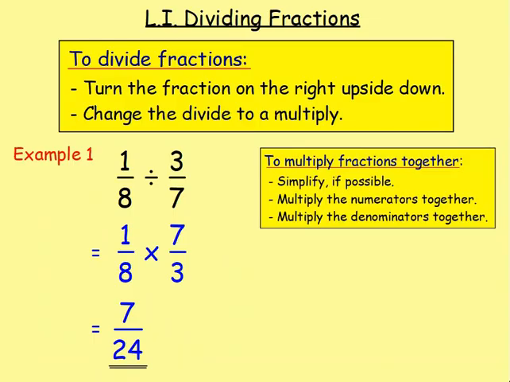So to divide fractions, it's dead easy. All you do is you take the fraction on the right. So in this example here, so 3/7, you flip it upside down. So you get 7/3, and then all you do is you change the divide to a multiply and you carry that out as if it was just a multiplying fractions question. You'll get your answer. Well done.